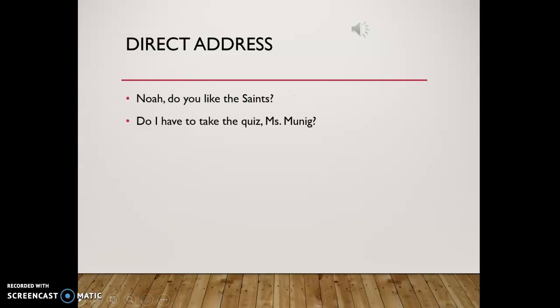We also need a comma when we use direct address. It helps you to know when you're a reader that someone is being spoken to. For example, Noah, do you like the Saints? That lets the reader know that you are speaking directly to Noah. Or, do I have to take the quiz, Miss Munich? That person is speaking directly to me.